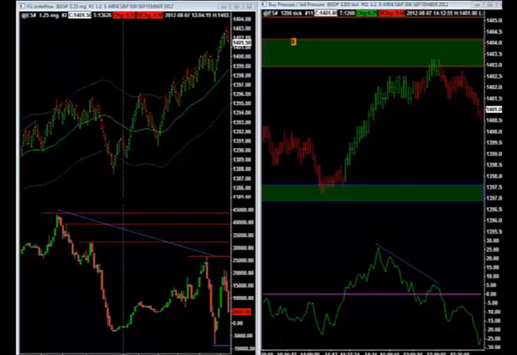Now, I want to explain a little bit about what makes our zones tick. Why do they have a high probability of causing a reaction in price? In order to do this, I want you to think about our zones as representing pockets of orders, if you will, in the market. Buy orders and sell orders.